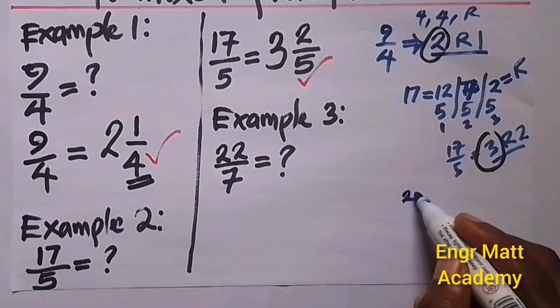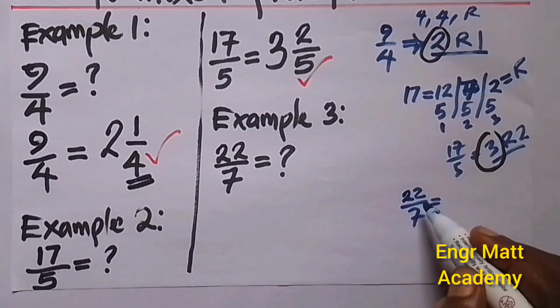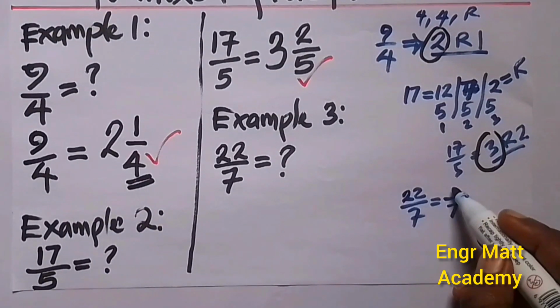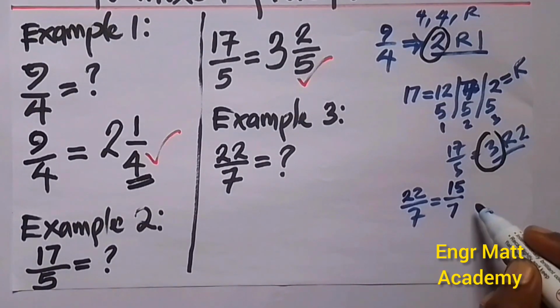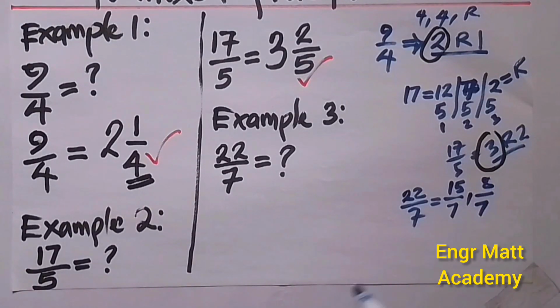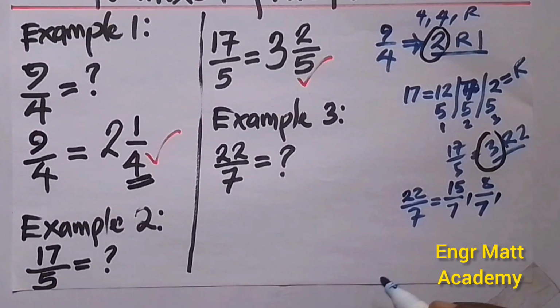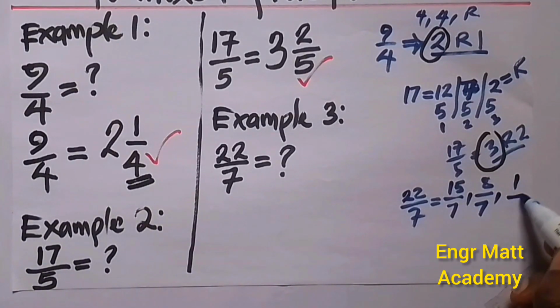22 divided by 7. So I ask myself, if I remove 7 from 22, what do I have left? That's 15. If I remove another 7 from 15, what do I have left? 8. If I remove another 7 from 8, what do I have left? 1.